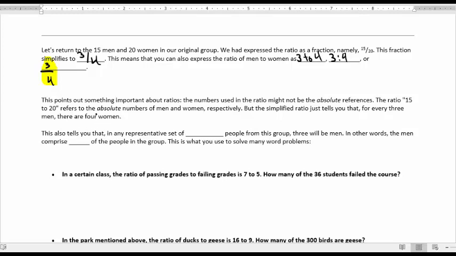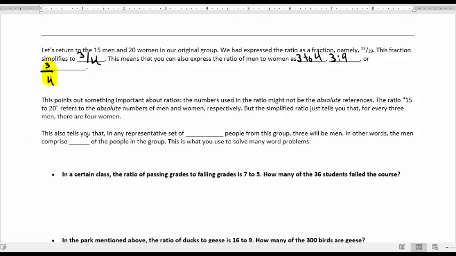So again, this points out something important about ratios. The numbers used might not be the absolute references, right? Meaning 3 to 4 wasn't actually the amount of men and women, it was the simplified ratio, right? So that simplified ratio just tells us that for every 3 men, there are 4 women.